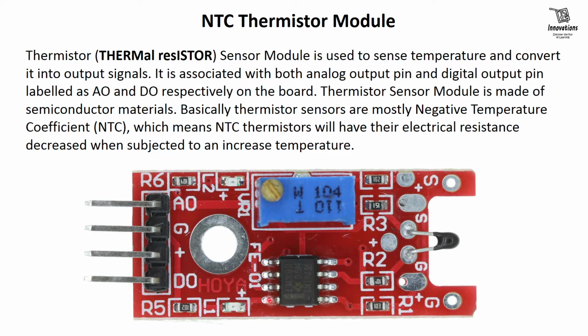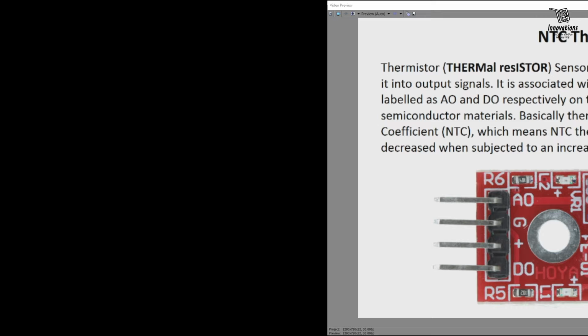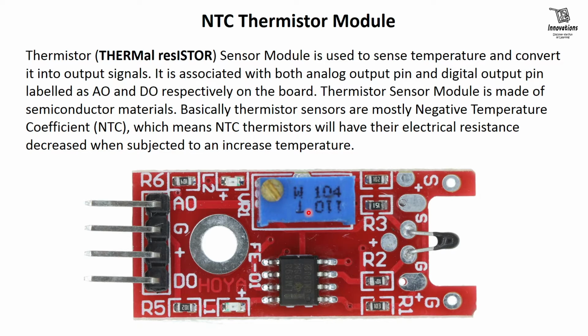The heart of the module is the LM393 IC, which compares the voltage coming from the thermistor and gives the output signal. Here is also one potentiometer. Its value is 100K. It is used to adjust the sensitivity, and it is also used as a reference potentiometer to calibrate the temperature sensor. We will see both functions of this potentiometer in the practical demonstration.